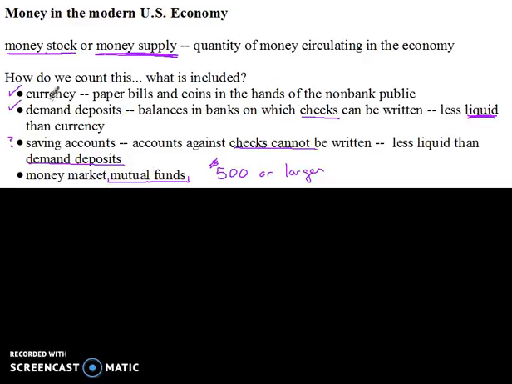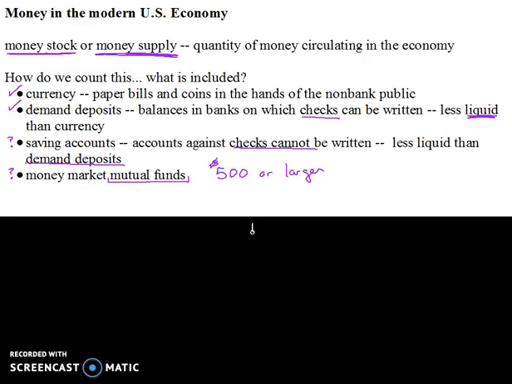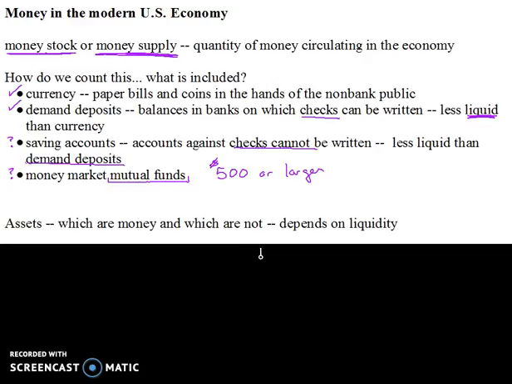So currency, pure liquidity. Checking accounts are pretty liquid. Savings accounts are a little less liquid. And then money markets are still a little bit less liquid. So what gets counted as money? That really becomes the question. What is the definition of money? And when we ask what is money, it really comes down to whether or not an asset is going to get counted as money or not.